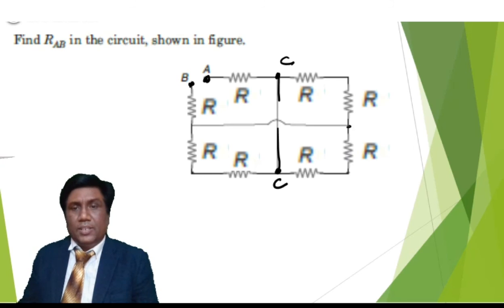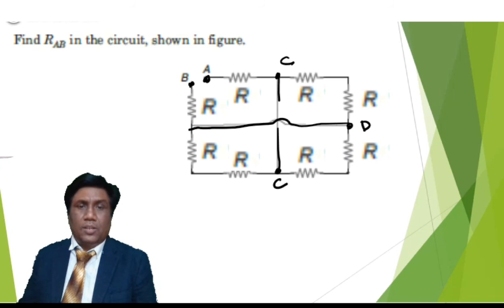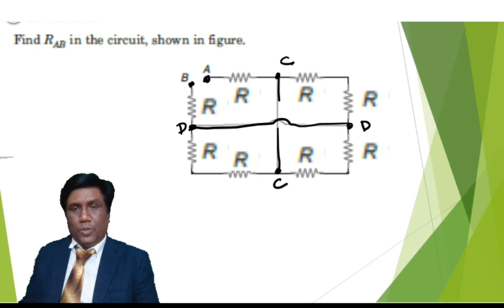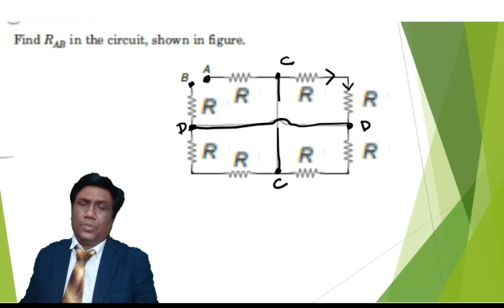Say this point's potential is D. As it is a metallic wire, this point's potential also will be D only. And one more thing, the charge flowing through this R will be same as will be passing through this R also. It means this and this are in series. Exactly that way, this and this are in series. This and this also will be in series.